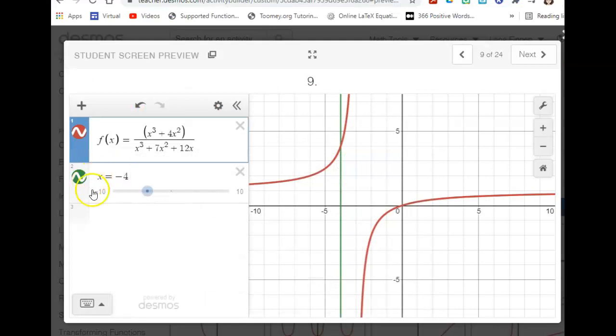When you put in a vertical line like this, you get a slider down here. Right now we're at negative 4. If I move this slider, it moves my line. It does not help me on this question, but it might help you on some other things, because I want to make sure you also just know how to use Desmos.